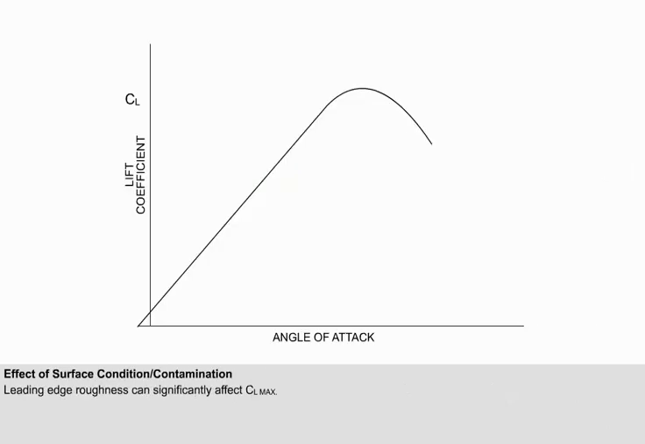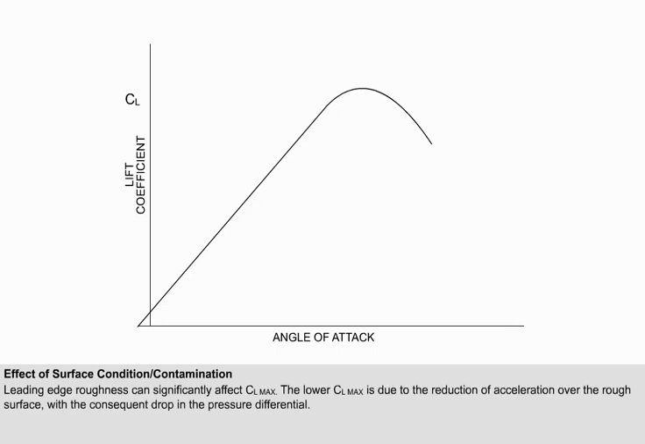Surface irregularities, especially near the leading edge, have a considerable effect on the characteristics of aerofoil sections. CLmax in particular is sensitive to leading edge roughness. The revised lift curve on the screen shows the effect of a rough leading edge compared to a smooth surface.